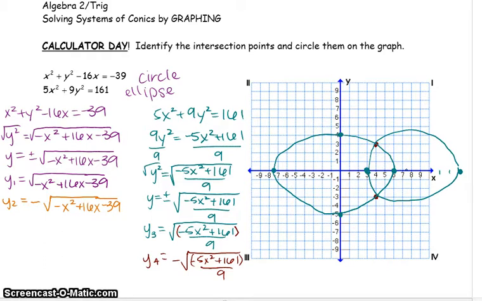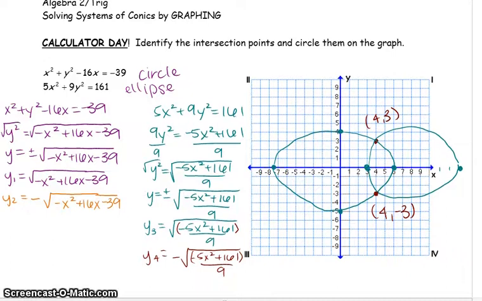Whoop. Okay, that was rough, but so it shows that these two are our points, which would be the answer for this first problem. So this is going to be 4, 3, and 4, -3.